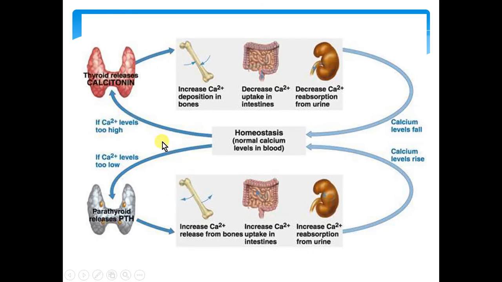Our scheme here is that when there is a low level of calcium, parathyroid hormone will be released, increasing calcium release from the bone, increasing uptake from the intestine, and increasing calcium reabsorption from the urine. All this leads to increased serum calcium. Increased serum calcium will lead the thyroid gland to release calcitonin. Calcitonin will oppose the action of the parathyroid hormone.